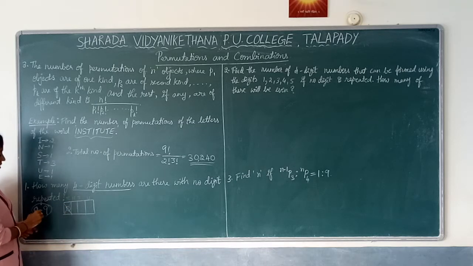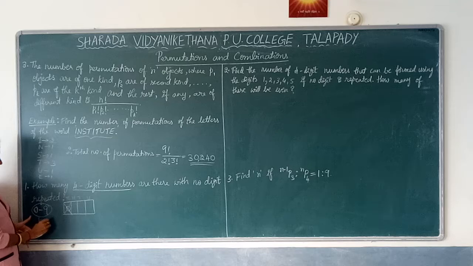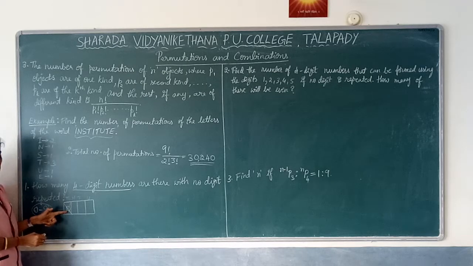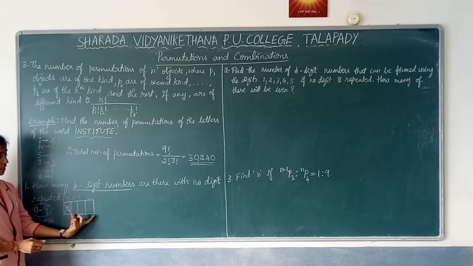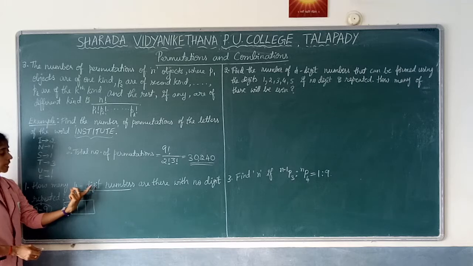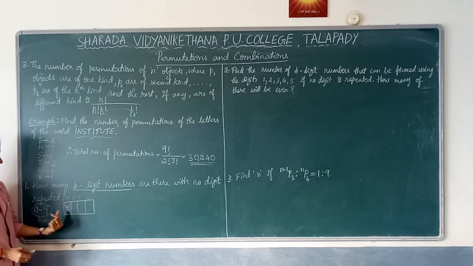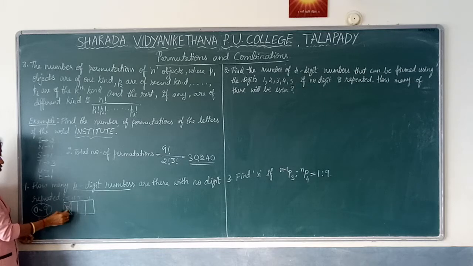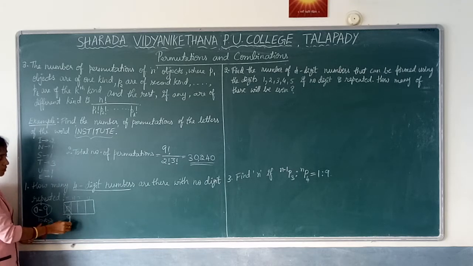Why? Because among the 0 to 9 there are 10 digits, but among those 0 cannot be taken. Suppose if I take 0 in the thousands place, the number I get will be a 3-digit number, but we want a 4-digit number. Therefore 0 cannot be taken here. So 10 digits are available, but I cannot take 0 here. So there are only 9 ways of filling, because 0 cannot be taken. The remaining 9 digits I can use here, right? So the number of ways of filling this place is 9.